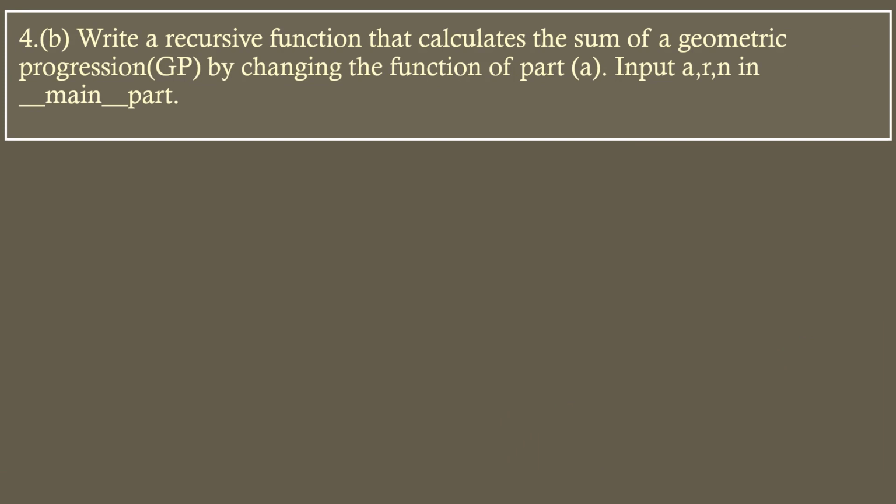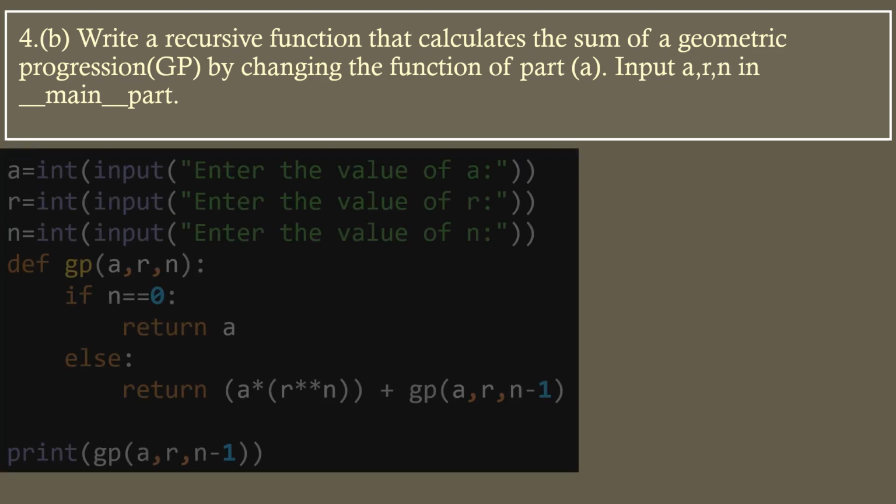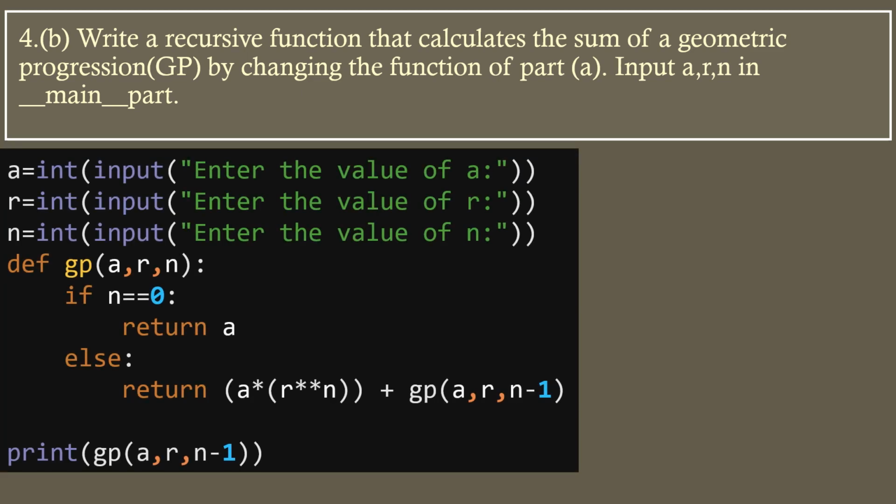Now write a recursive function that calculates the sum of a geometric progression gp by changing the function of part A and input a, r, n in the main part. Okay, the same thing, but there we have just written the sequence, but here we have to find out the sum of the sequence. So we have taken a, r, n as input in the main part of this program. Then we have defined the function gp like this by taking a, r, n as the parameters. Now the base case is like this: if n is equal to 0, then it has to return a.